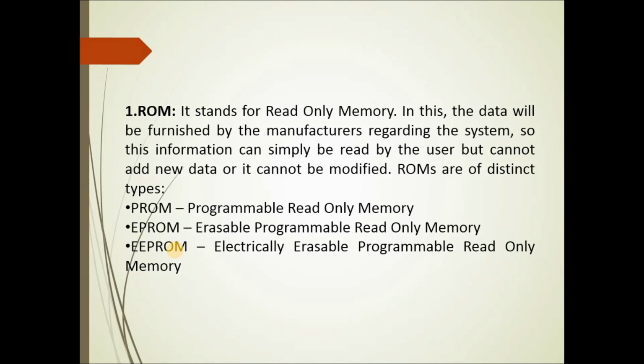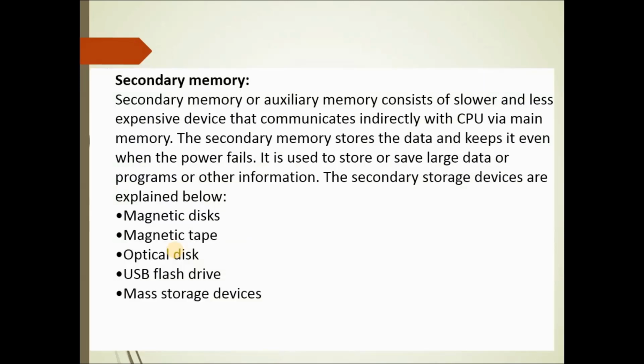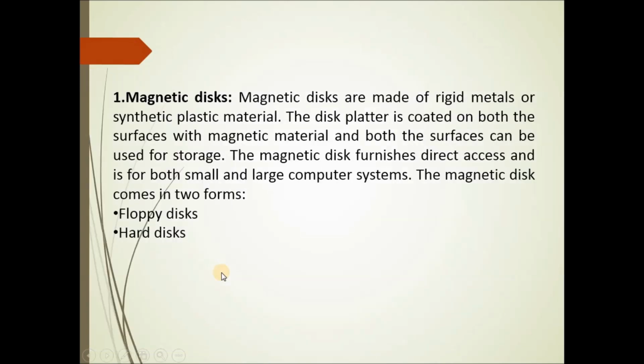Okay. So after that, secondary memory is permanent in nature, where we can store data or information permanently for future use. Here magnetic disk, magnetic tape, optical drive and USB mass drive are there. So what about magnetic disks? Magnetic disks are made of metals or synthetic plastic materials. There you will get platters, and a read-write head to read from the platters. Floppy disk and hard disk are magnetic disks.